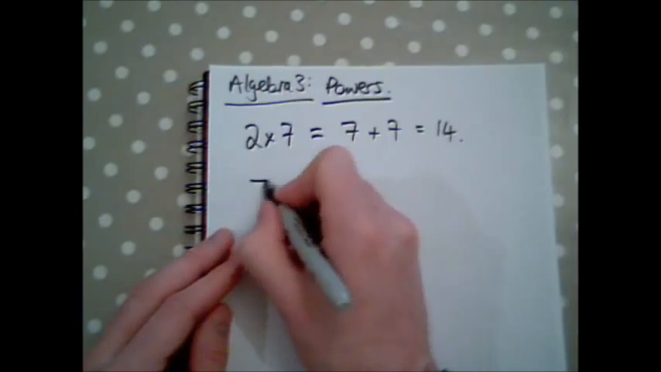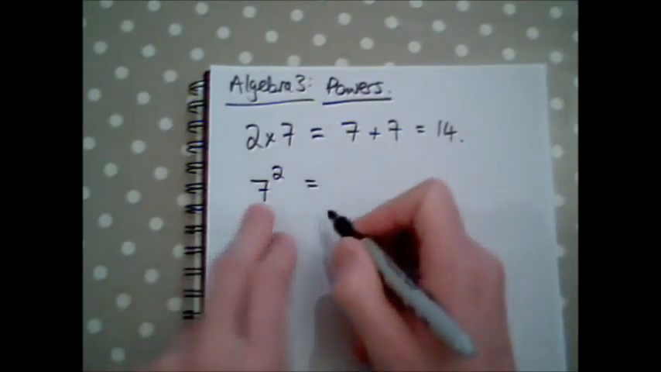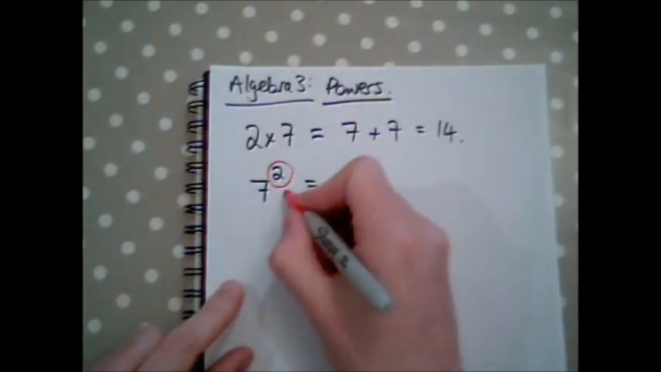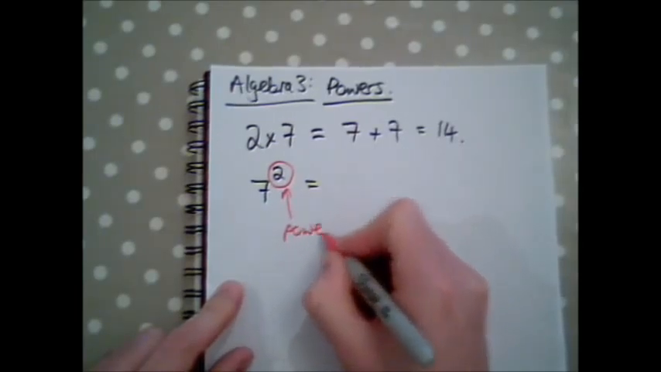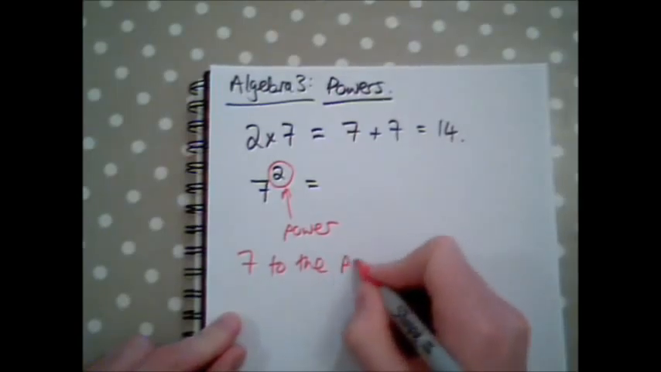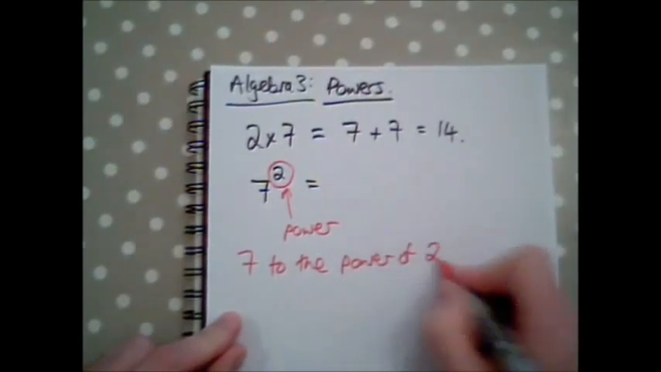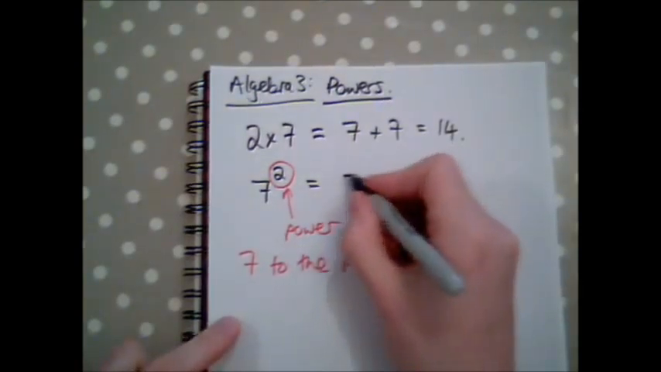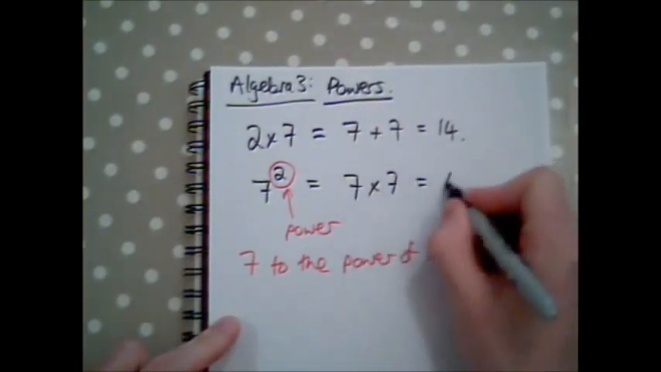On the other hand, this thing we call 7 to the power of 2. So this up here is called the power. What we have here is 7 to the power of 2, and what this means is 7 multiplied by 7, and that's 49.